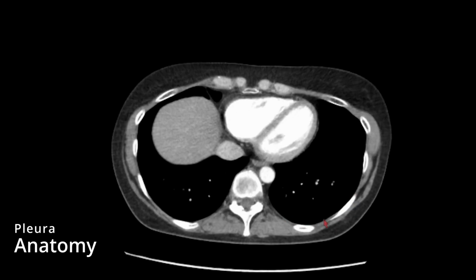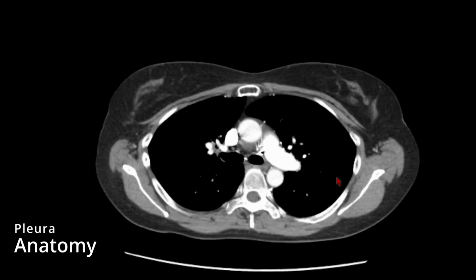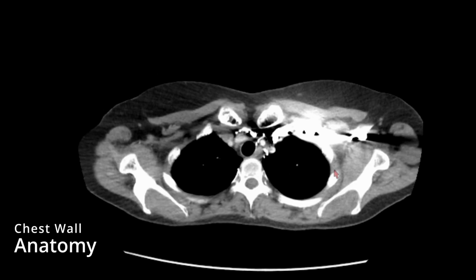So pleural effusion will be a fluid collection right here between the pleural lining, and otherwise in normal cases we don't really appreciate pleura on imaging, but it is important to understand the anatomy to be able to localize the disease process. Moving on to the chest wall anatomy.